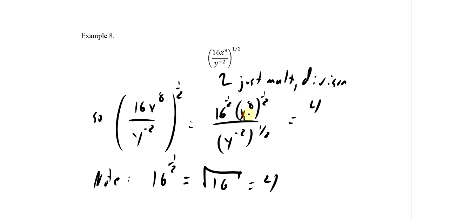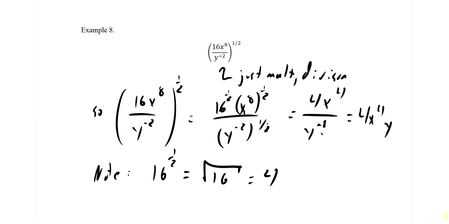X to the 8 to the 1/2, you multiply the 1/2 times the 8, and you get a 4. Y to the minus 2 to the 1/2, multiply the 1/2 times the minus 2, you get y to the minus 1. This negative exponent, that's a minus 1, means put it back up on the top. So 4x to the 4th y. Technically y to the 1, but we don't write the 1 very often.